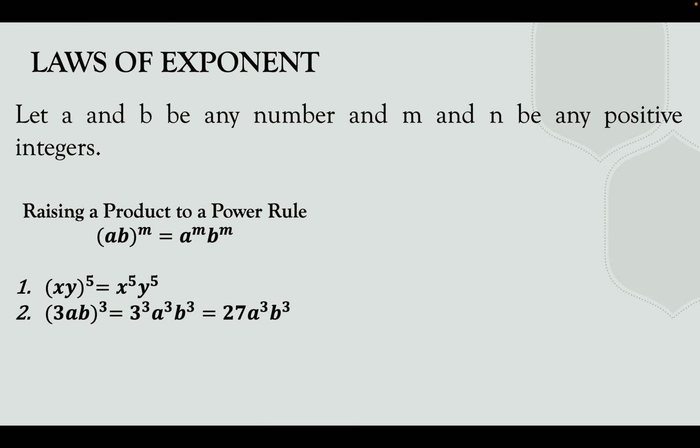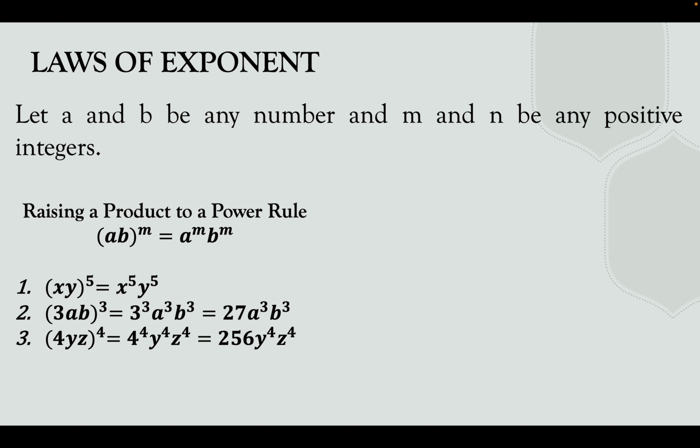Next, we have 3ab raised to 3. So distribute the exponent 3. So we have 3 raised to 3, a raised to 3, and b raised to 3. 3 raised to 3 is 27. So we have the answer here, 27, a raised to 3, b raised to 3.